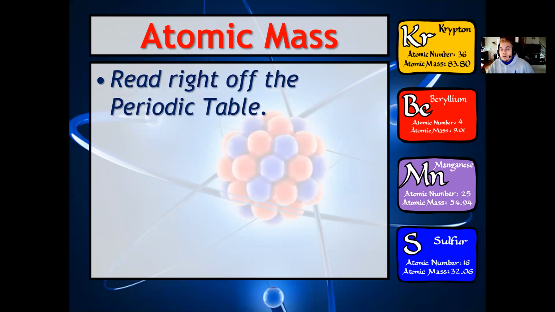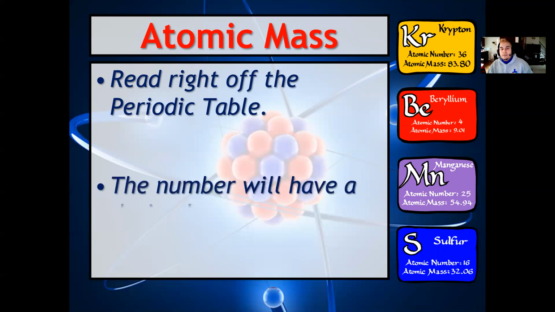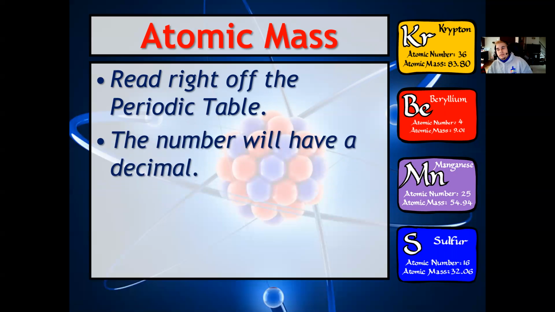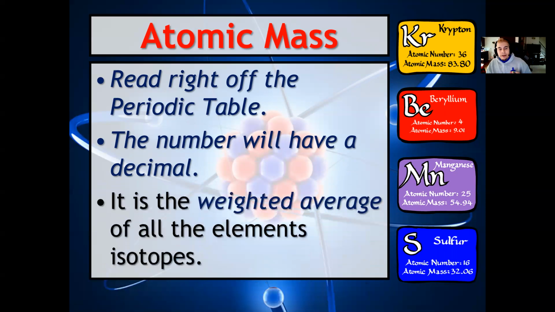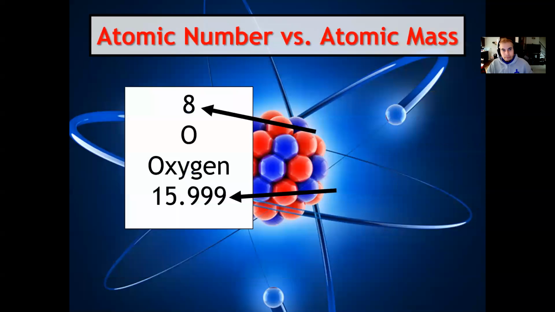The atomic mass can be read right off the periodic table, just like the atomic number. This number will have a decimal because a lot of these components of the atom have a very specific, accurate weight. It's a weighted average of all the element's isotopes. We mentioned the word isotopes, but I'm not going to get into it right away because it'll just confuse you. Let's just stick to the basics here and talk more about atomic mass.